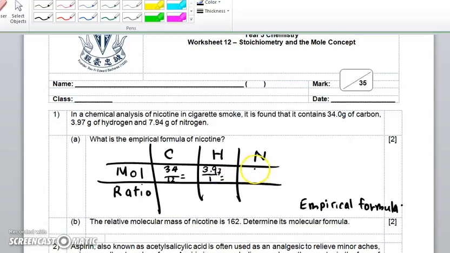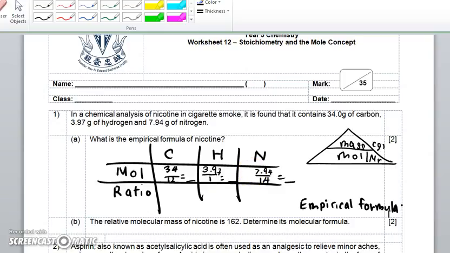And finally, 7.94 mass over Mr of nitrogen, which is 14. Mass over Mr. Why? Because mole, you remember this triangle? Mass over Mr is mole. Mass in grams. So we have our three answers.